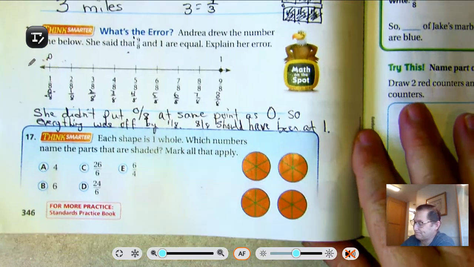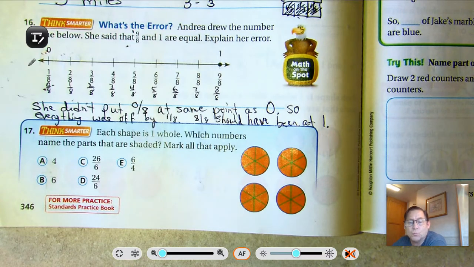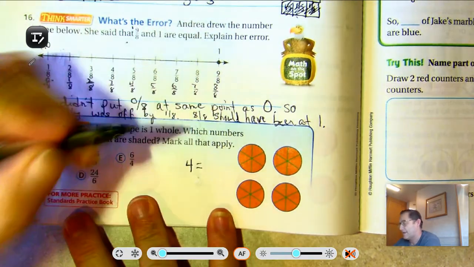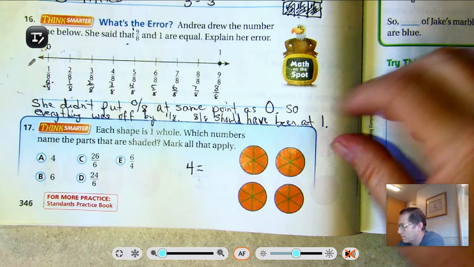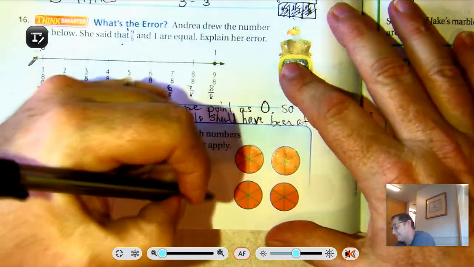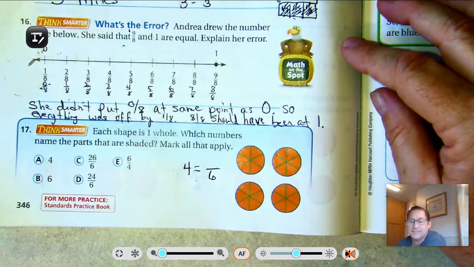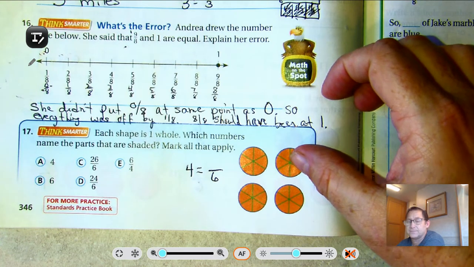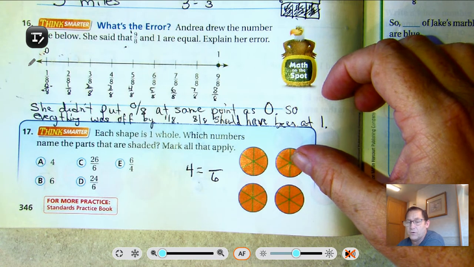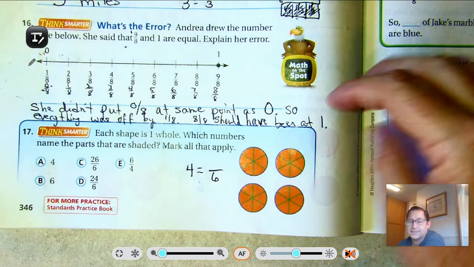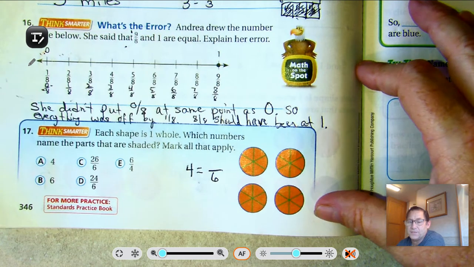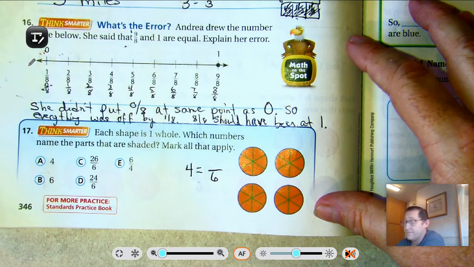And number 17. Each shape is 1 whole. All right, so we have 1, 2, 3, 4 wholes. How many parts are in each whole? 1, 2, 3, 4, 5, 6. So every time I get 6/6, I get a whole number here. 6 plus 6 is 12. 12 plus 6 is 18. 18 plus 6 is 24.